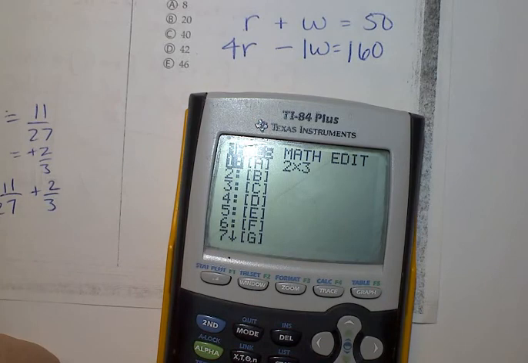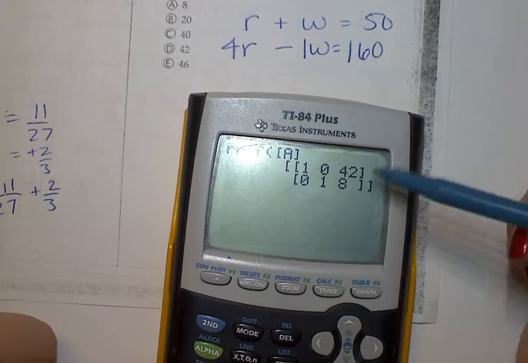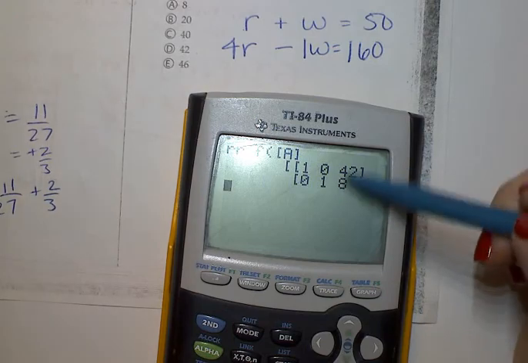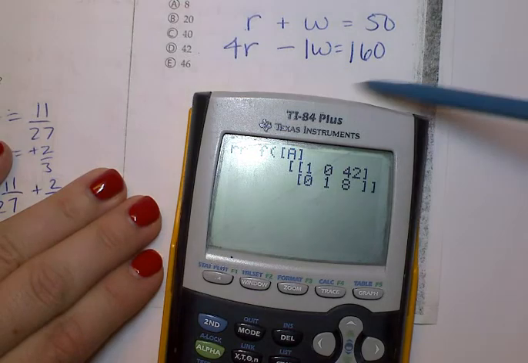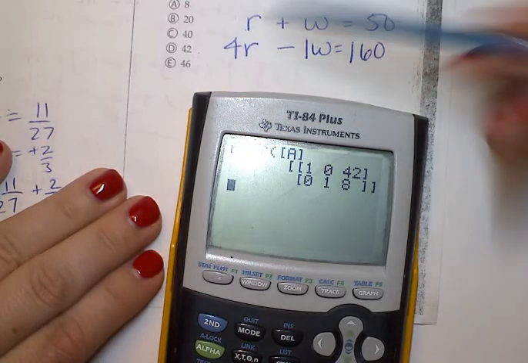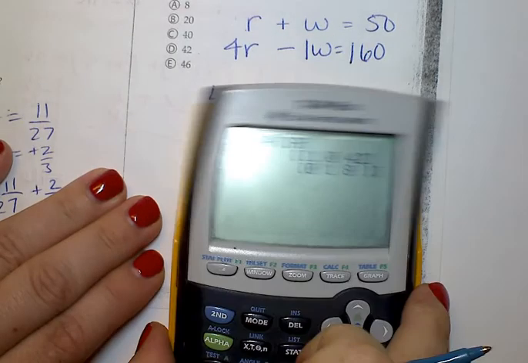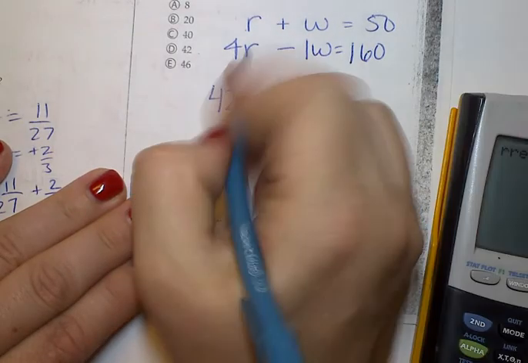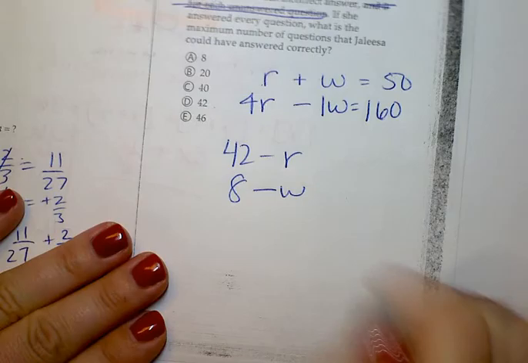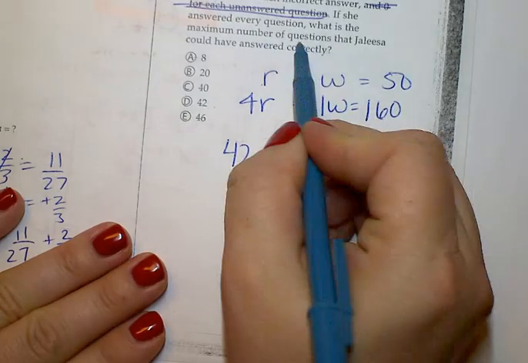Now, how do I know which one represents right and which one represents wrong? Well, in the problem, the first variable represents the first answer. We have 42 correct answers or right answers and 8 wrong answers. So what is the maximum number of choices she could have got correct? 42.